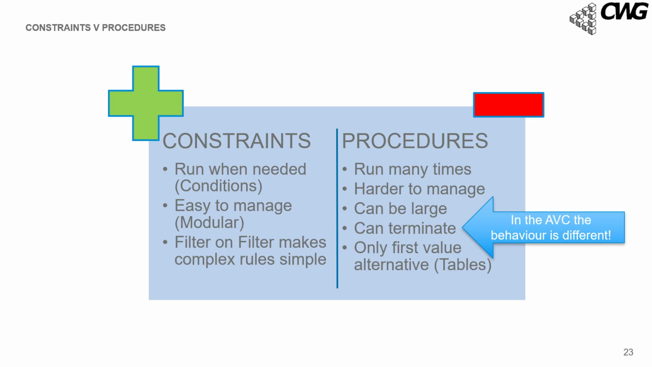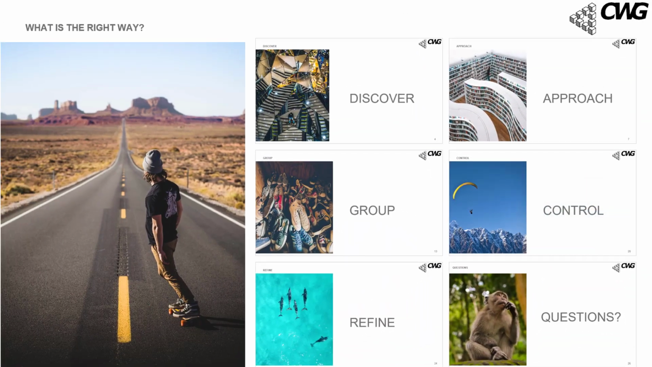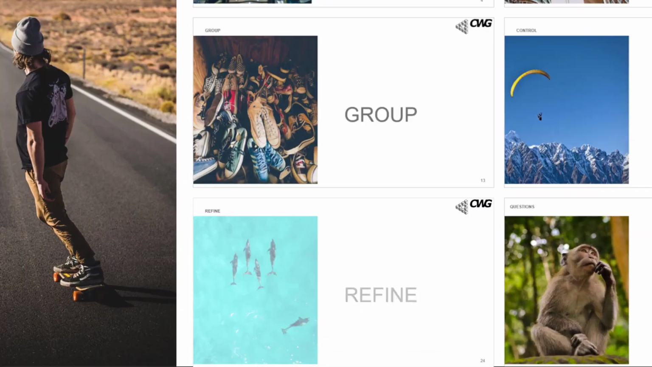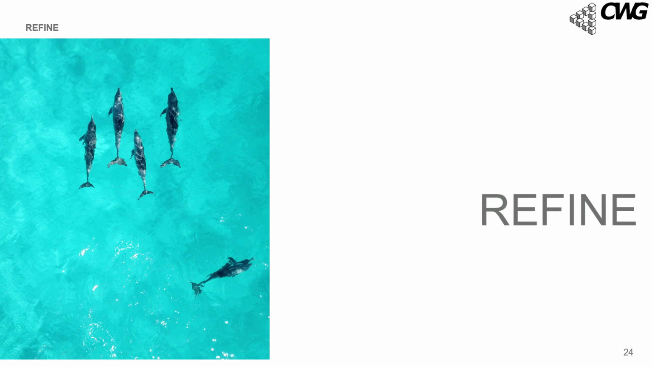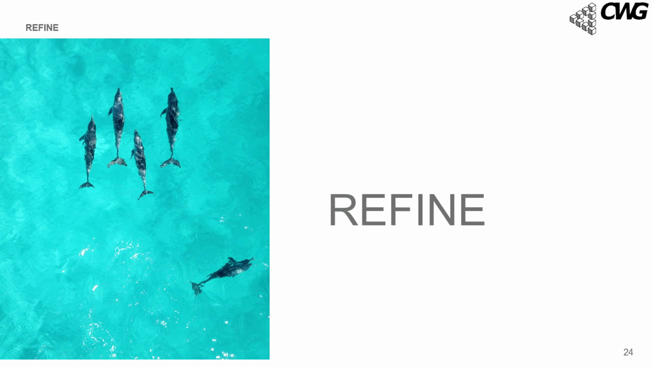So now let's move to the last section. The refine section is about how we get models up and running. A good approach when developing models is to use an agile approach. Let's look at that now.